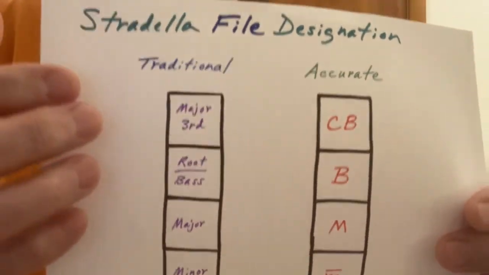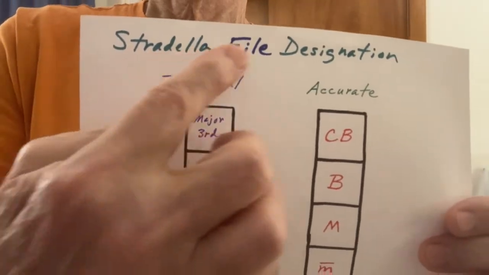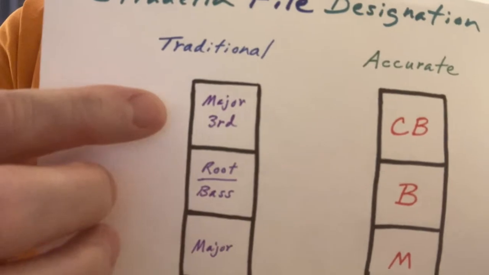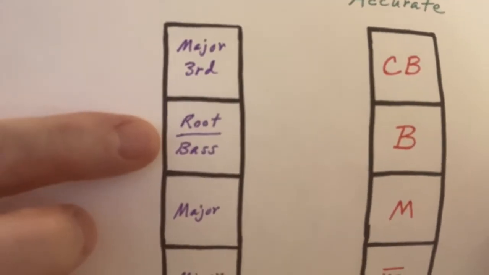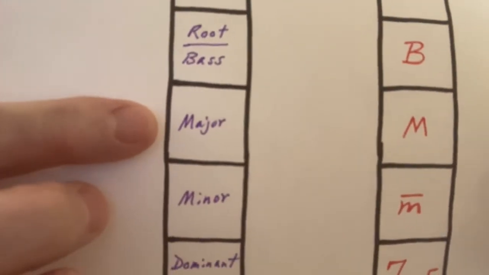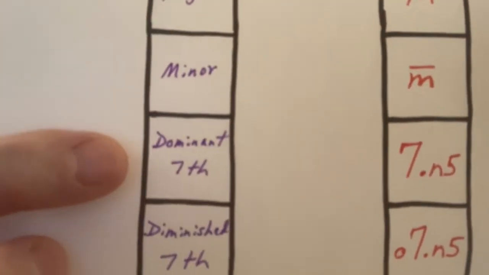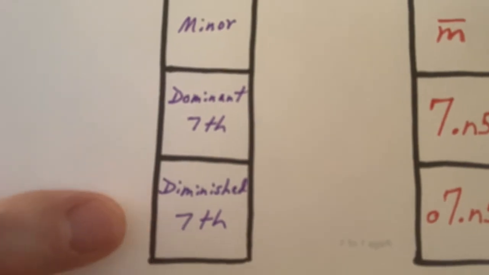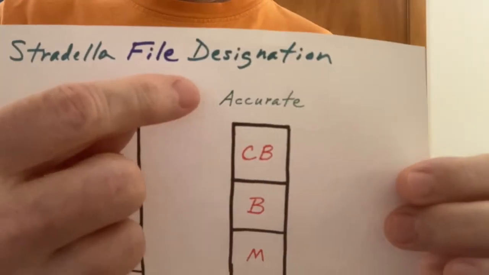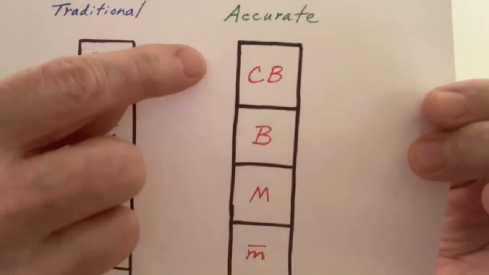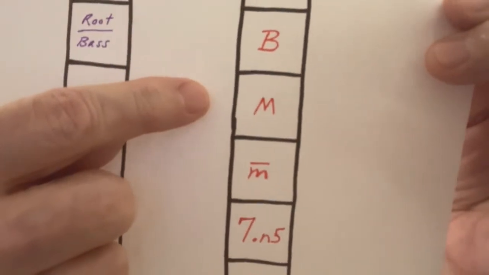So ultimately, when you have your Stradella file designations, a lot of times you'll see charts that say, this is the major third, and we'll call this the root or the bass. We'll call this a major chord button, minor chord button, dominant 7th chord button, and diminished 7th chord button. But if you think it through, even though it sounds all messed up, you could accurately and simply call it your counterbass rank, your bass rank, major, minor.